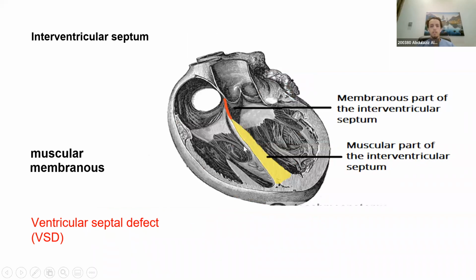Now the interventricular septum. It is made up of mainly a muscular portion. However, there is a single centimeter long portion that is made of a membranous part of the IV septum. And this is very important in ventricular septal defect. It is the most commonly affected site of the interventricular septum in VSD.